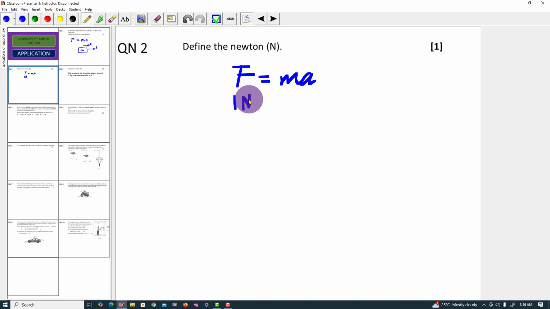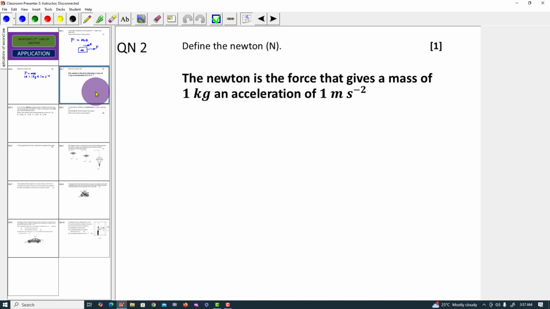It is at this point that we can define 1 Newton as the force, or resultant force, which gives a mass of 1 kilogram an acceleration of 1 meter per second squared. Or when a force of 1 Newton acts on a mass of 1 kilogram, it gives it an acceleration of 1 meter per second squared. So in words, this is what you will write down: the Newton is the force that gives a mass of 1 kilogram an acceleration of 1 meter per second squared. It is just as simple as that.